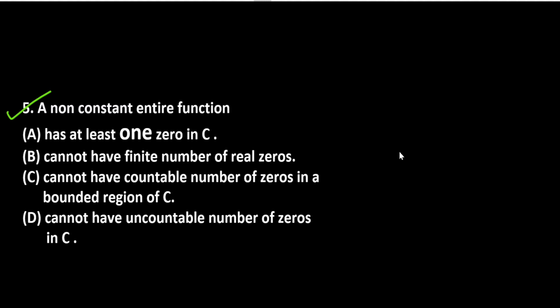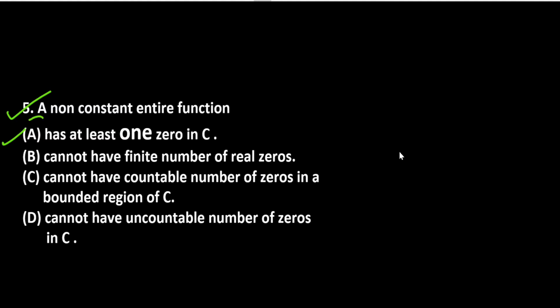Question number 5 says that a non-constant entire function: option A, has at least one zero in C; option B, cannot have infinite number of real zeros; option C, cannot have countable number of zeros in a bounded region of C; option D, cannot have an uncountable number of zeros in C. This question is also from complex analysis, so we have to solve this problem by discarding options.